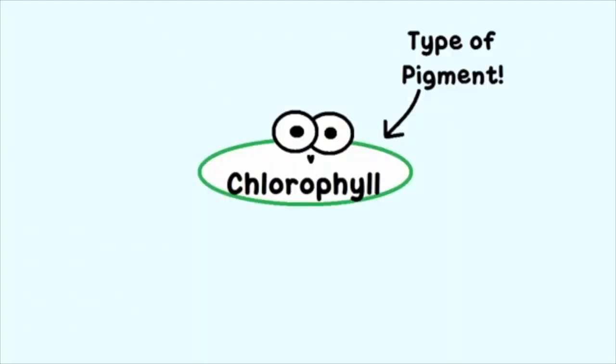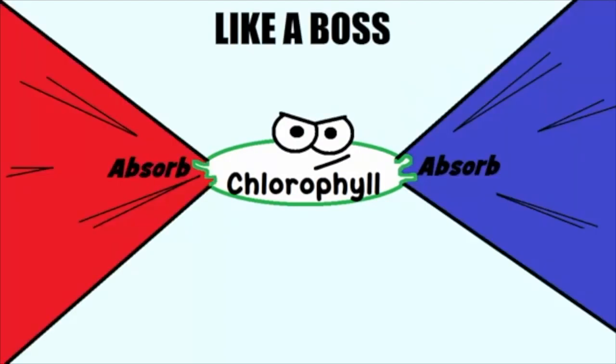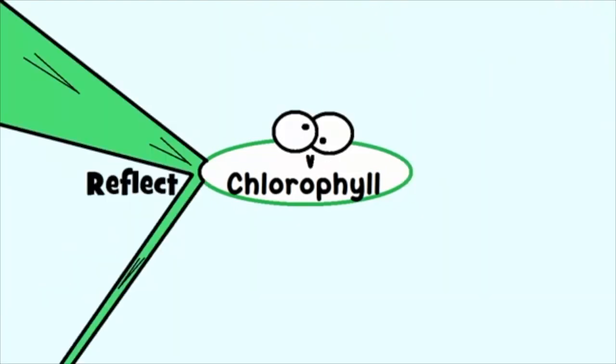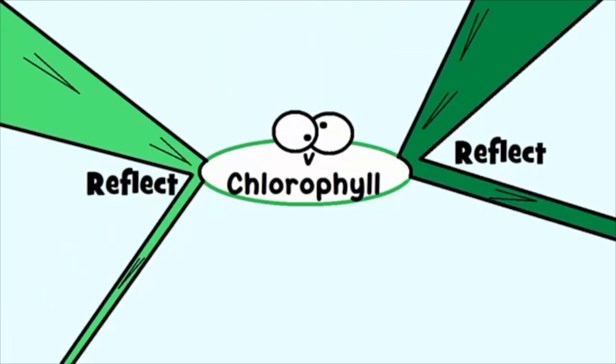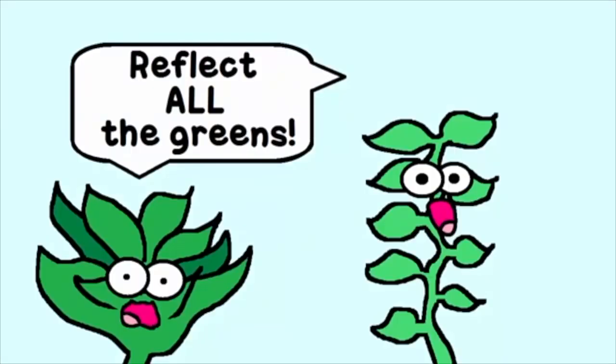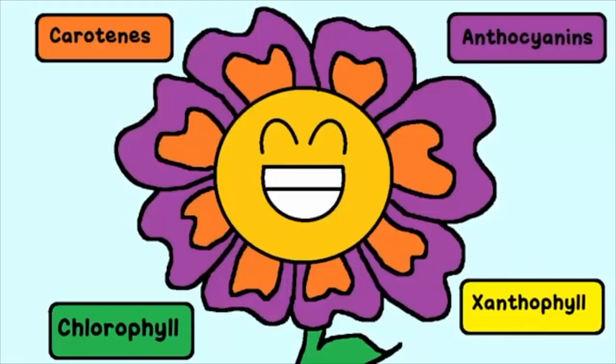Well, one pigment that plants use for photosynthesis is called chlorophyll. Chlorophyll is an expert at absorbing red and blue light, but not so much green light. Because it does not absorb very much green light, it actually reflects green light. Therefore, many plants appear green to our eyes. There are more pigments besides chlorophyll that work with different wavelengths of light, and this can explain why green is not the only color that you see in plants.